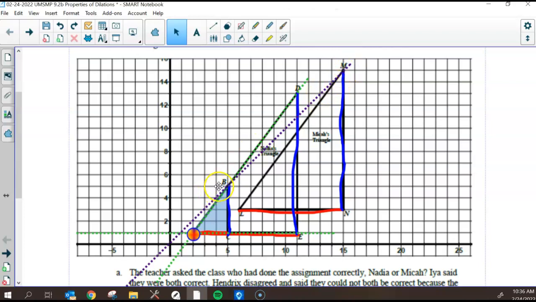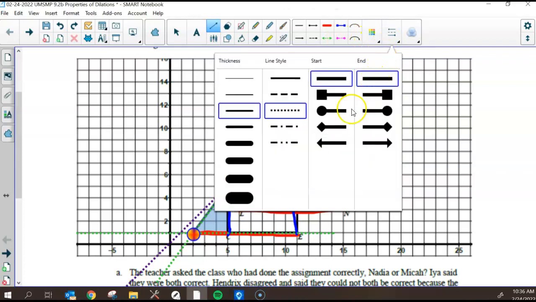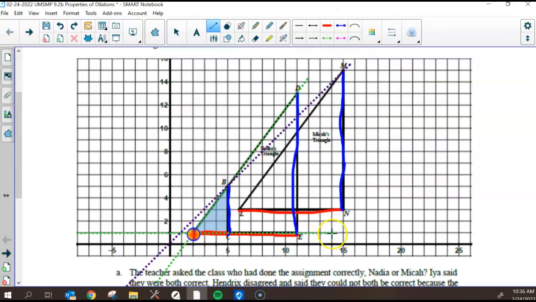There are other points that I need to connect. For example, N. What is the part that corresponds with N in the original triangle? C. So I'm not done. I need to continue to connect all of those corresponding parts. So let me try that again. N and C correspond. So I'm going to line up my ruler so that N and C are lined up on that ruler.